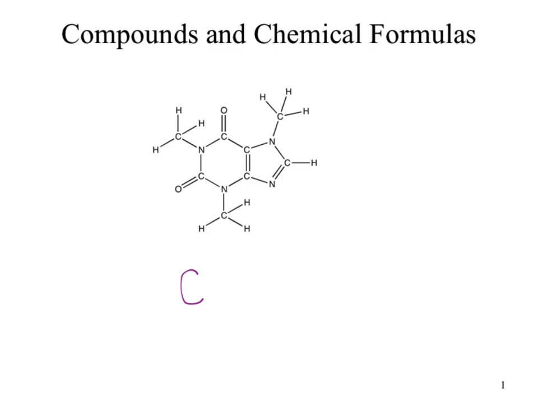How many carbons are in that structure? 8. How many hydrogens? 10. Oxygens? Nitrogens? 4. So we could write out a chemical formula to condense that structural information into something that's easier for us to type up. Right? That removes the relative position of those things.